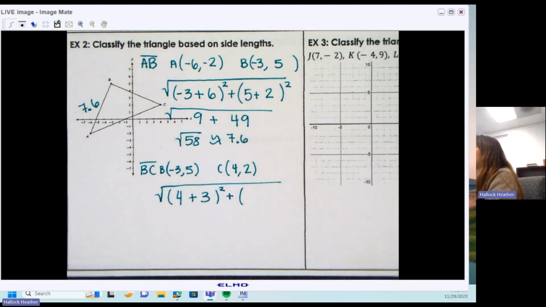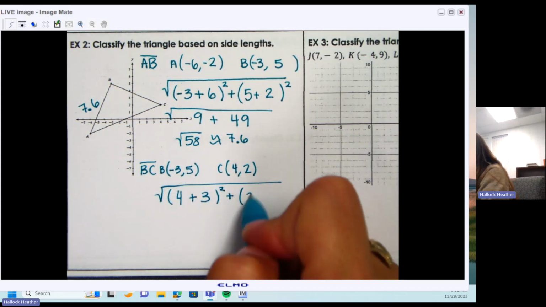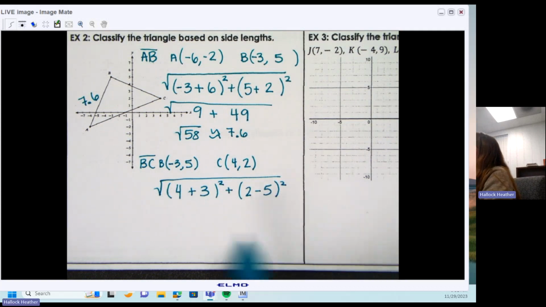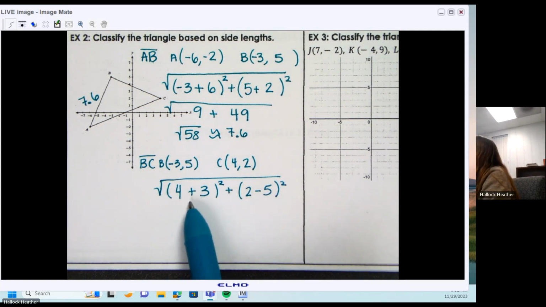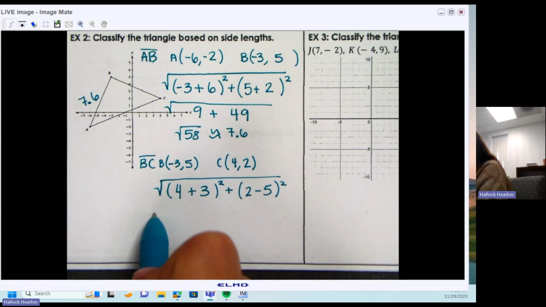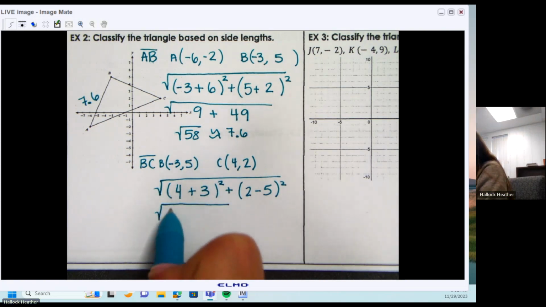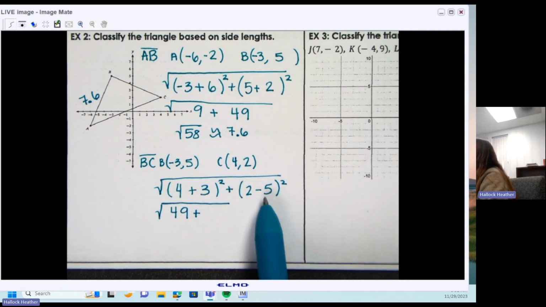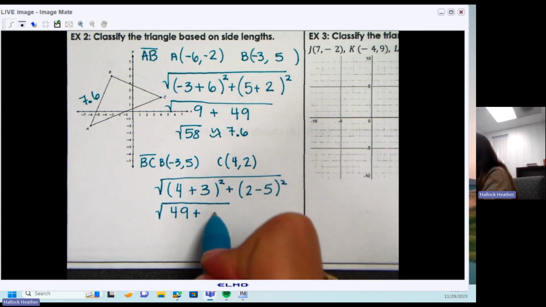I'm going to do the same thing with the y's. I'm going to take 2 minus 5. 4 plus 3 is 7. 7 to the power of 2, 7 times 7, is 49. 2 minus 5 is -3. -3 to the power of 2 is -3 times -3. You're always going to bring down a positive number. So this is +9 I'm bringing down.